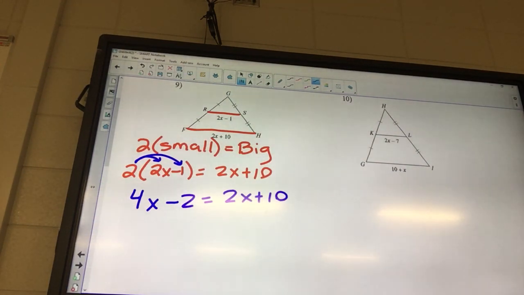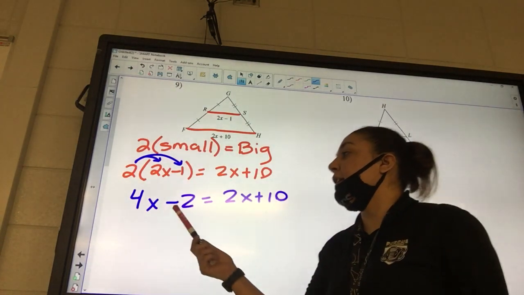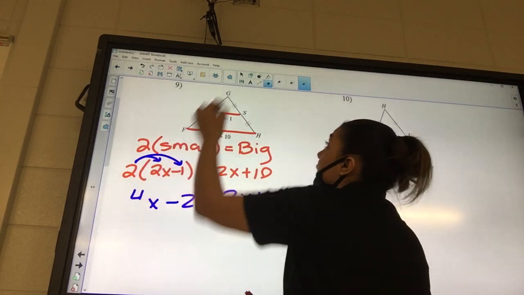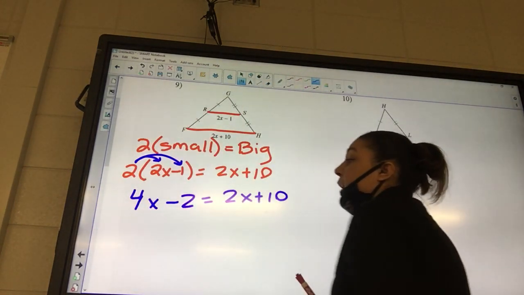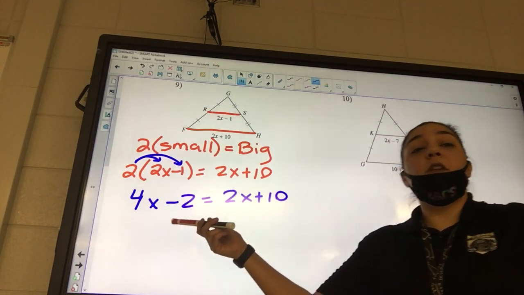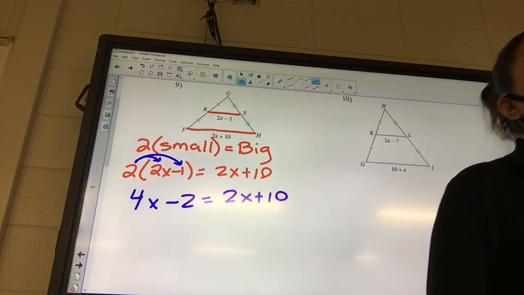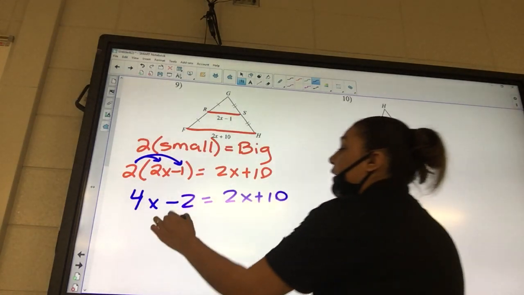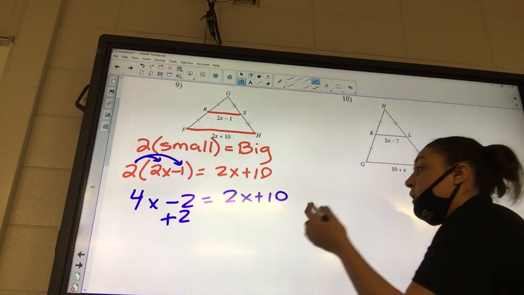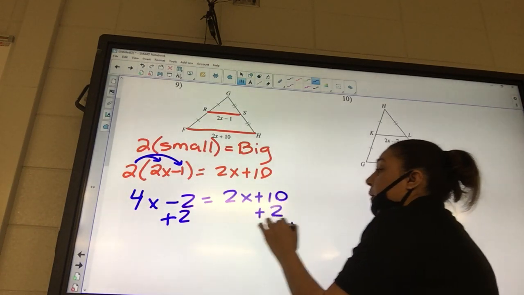Okay, and then we need to get all of our letters to the left and the numbers to the right. So 4x, is that a letter or a number? What's the letter? Yeah, it's a letter. If it has a letter in it, it's a letter. And then I got a negative 2. Is that a letter or a number? It's a number, so it needs to be moved. So how do I move a negative 2? What did you plus it? Plus 2, and does it go under the 2x or under the 10? 10, because it's just a number.